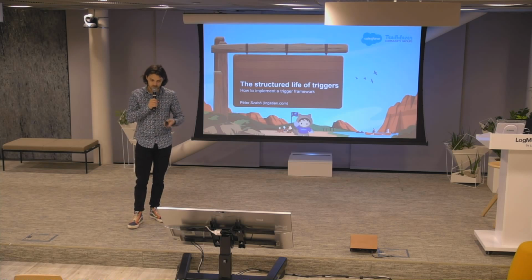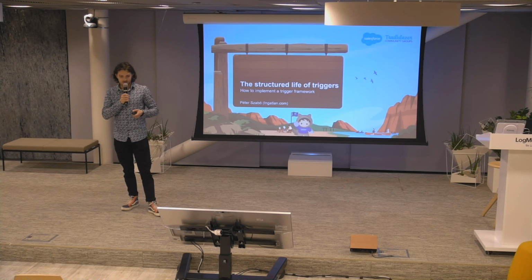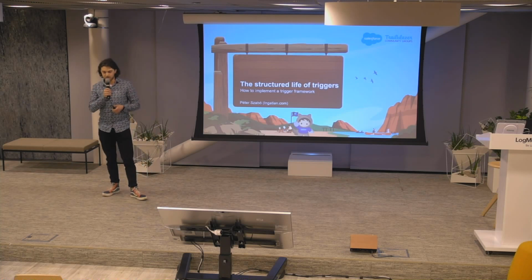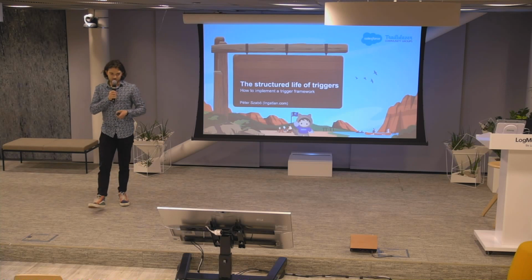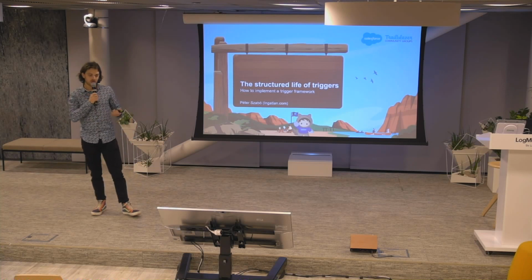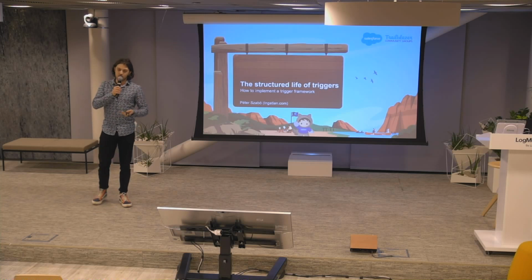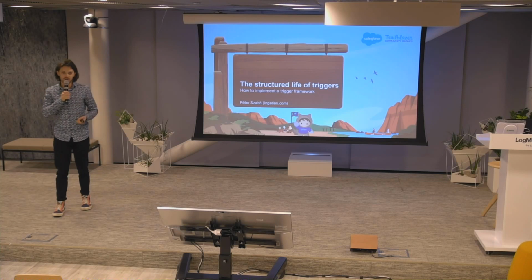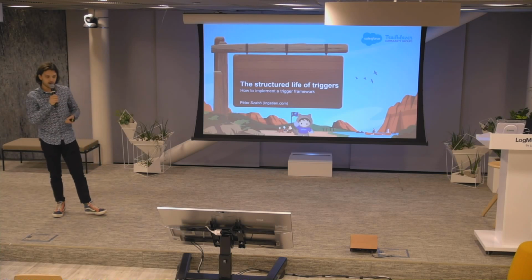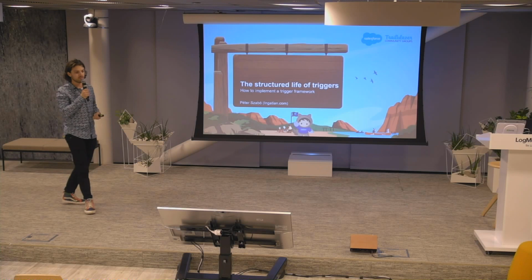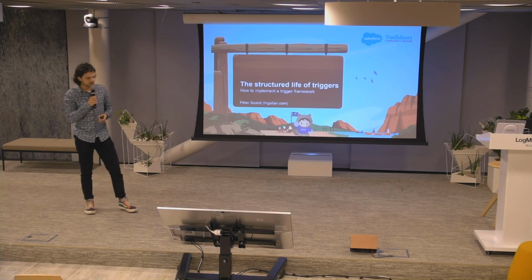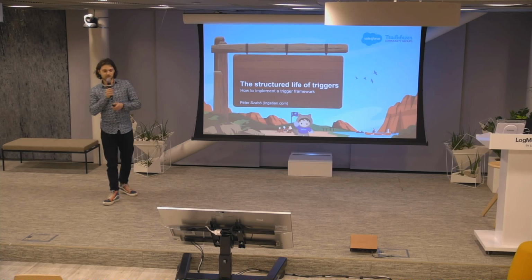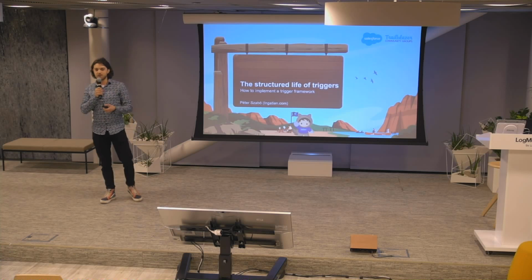So let's start with some examples of what triggers are. Triggers are automated processes which run for a specific object if the state of the database changes. So it can be a creation of a record, a deletion, or an update of a record. So if you create a new account, maybe a trigger will run in the background if your developers have written one. And we can write triggers for most of the objects, standard and custom ones too.